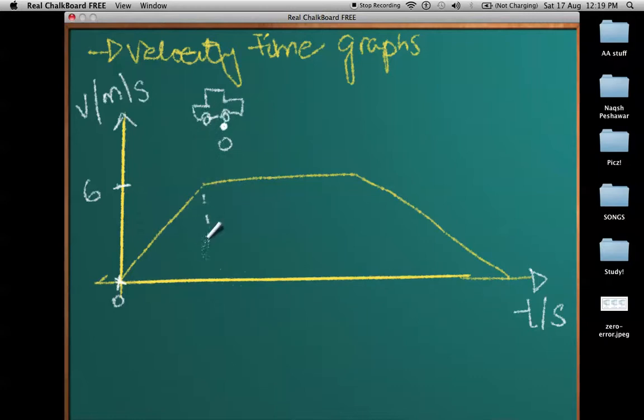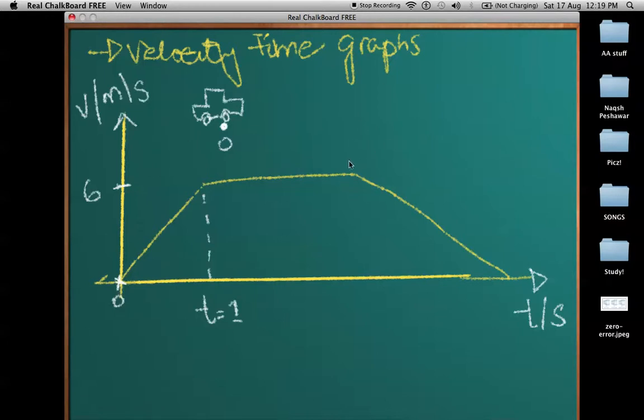At time t equals 1 second, for example, or a random time of 1 second, I'm just taking this random value, the velocity of the car, the speed of the car has increased to 6 meters per second. That means that here the car was stationary because its velocity was 0. Now we are talking about the velocity. Always remember, we're not talking about distance here. Okay, we're talking about the velocity.